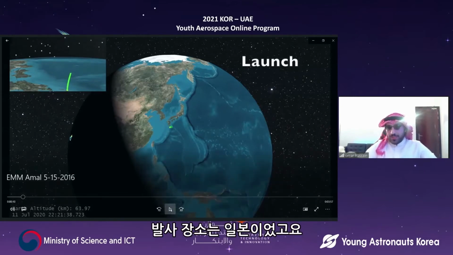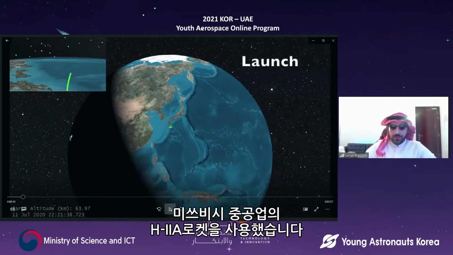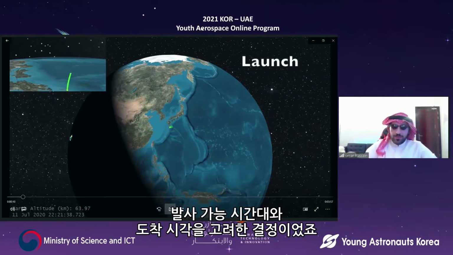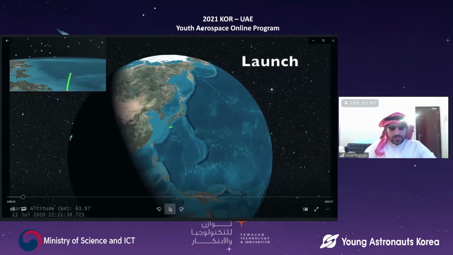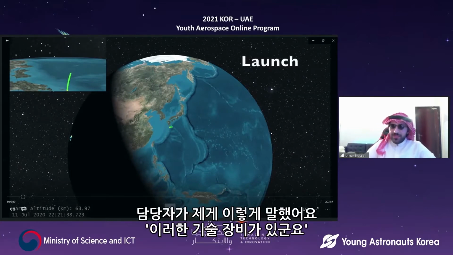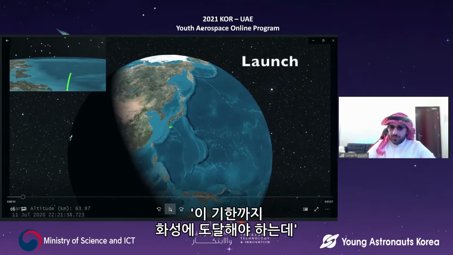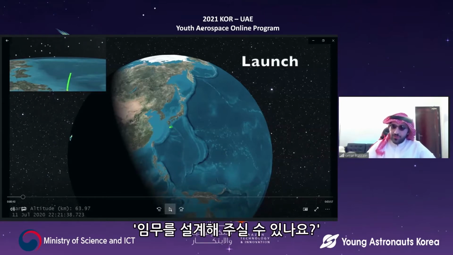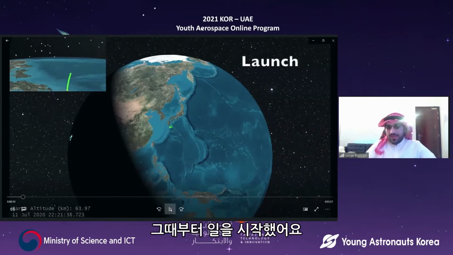We chose to launch from Japan using the H-2A, Mitsubishi Heavy Industries' rocket. That is due, of course, to the launch window and the arrival time. How does my work start as a mission design engineer? Basically, they tell me, okay, we have these scientific instruments. We want to get to Mars at that period. Could you please design us the mission? And then we work from there.